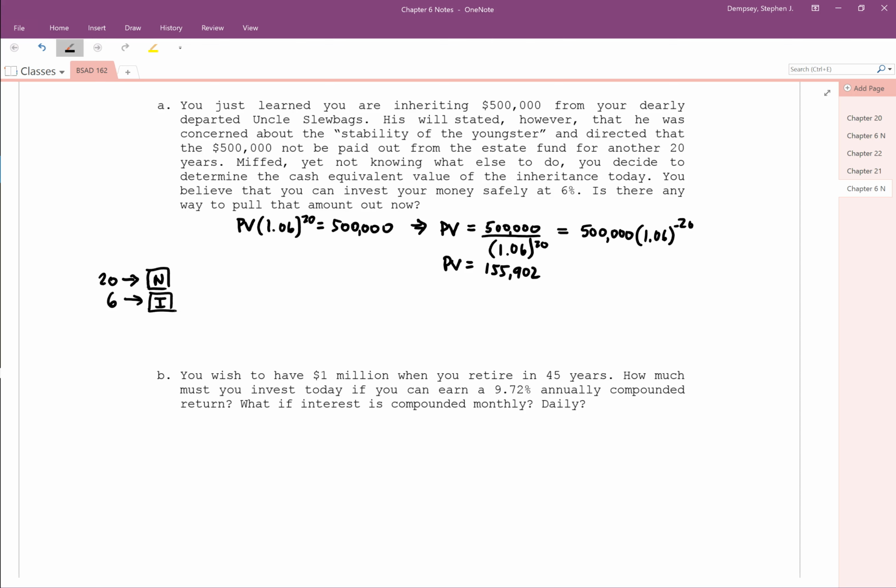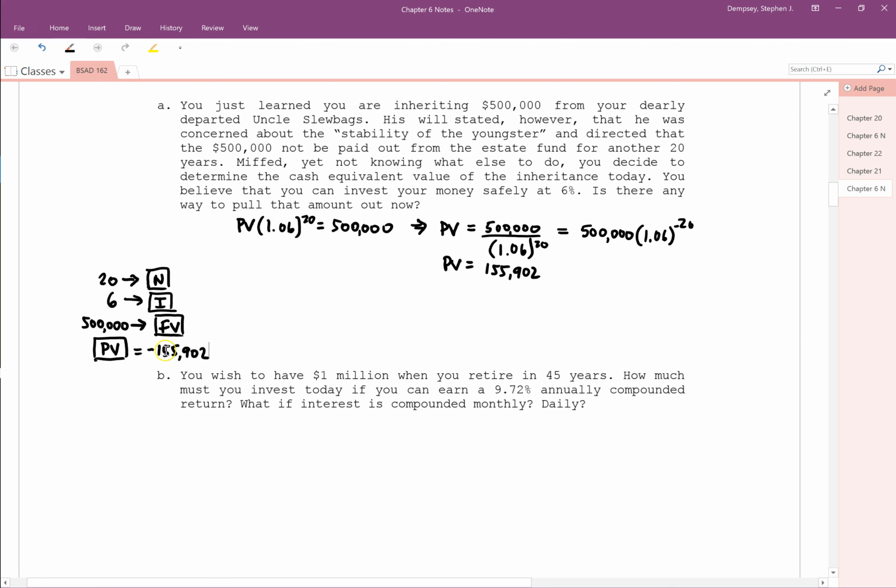And now we know the future value is 500,000. So key in 500,000 for future value, and we're ready to solve for present value. You hit PV. Now again, you're going to get a negative number. Since we entered 500,000 as positive, you're going to get a present value that shows up as negative 155,902.